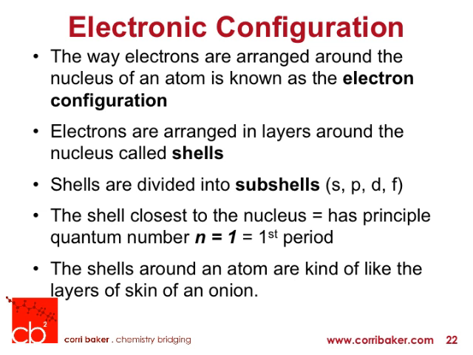The shell closest to the nucleus is what we call level 1, and we say it has a principal quantum number of n equal to 1, and that's equivalent to the first period on the periodic table. The second shell of an atom has a principal quantum number equal to 2. It's the second level out from the nucleus, and the second level out from the nucleus is divided into 2 subshells, the 2s subshell and the 2p subshell, and so on and so forth.